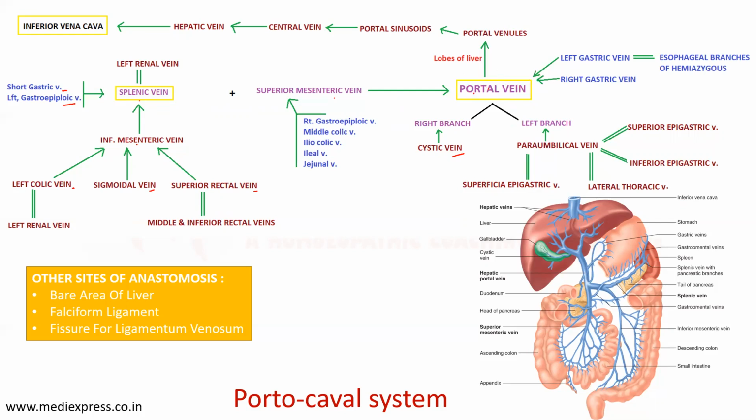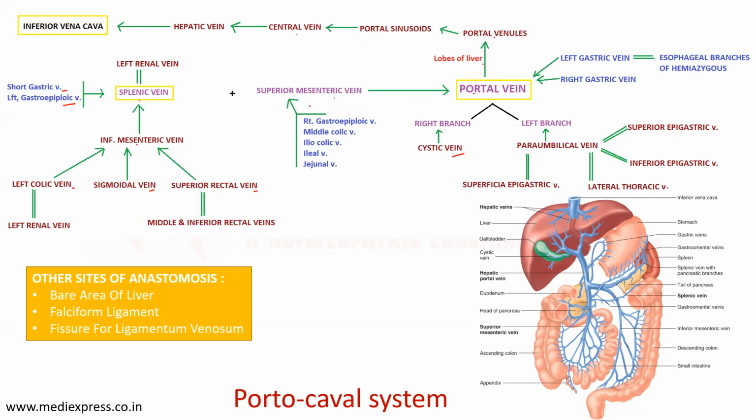Now, the blood from the portal vein will drain into the portal venules, which are situated in the lobes of the liver. From the portal venules, it is drained into the portal sinusoids. From the portal sinusoids, it is drained into the central vein. And then it forms the hepatic vein, which will drain directly into the inferior vena cava. So this is about the portocaval system.